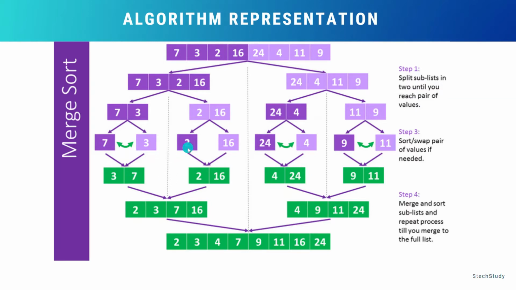Like that, here 2 and 16 are in order. We'll only combine them; we are not swapping anything. But 24 and 4 are not in order. They will be swapped and then combined, and we'll get 4 and 24. Here 9 and 11 are both in order. No swapping, only combining. So next, we'll get two elements in each set.